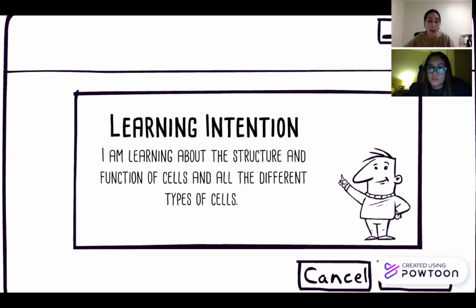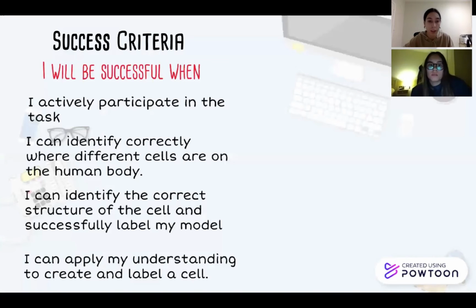So this is our learning intention. It states that the students are learning about the structure and the function of cells and all the different types of cells. So this is what we want to ensure all students know what they are going to learn in the lesson.